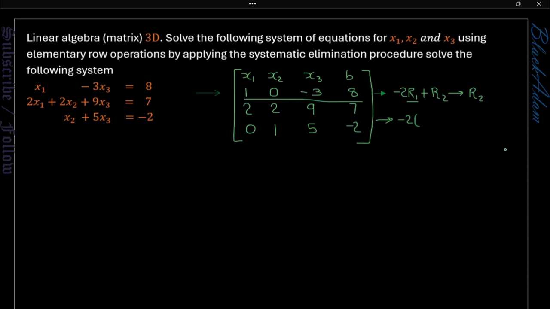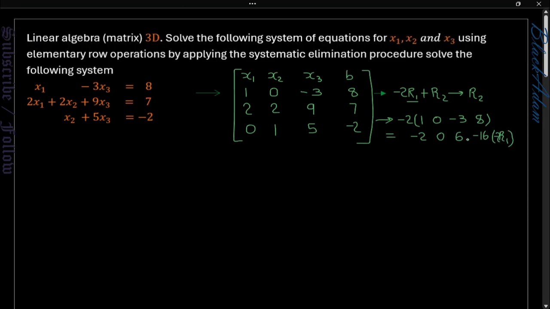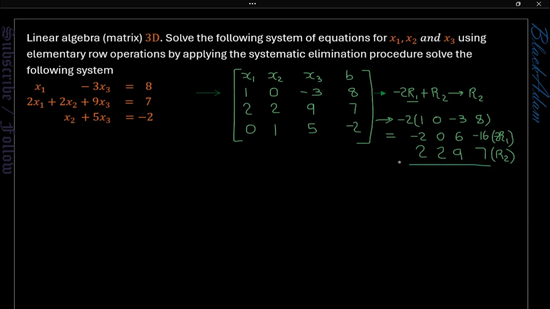So that is negative, and there's row 1, that's 1 0 and negative 3 and 8, and then from there we have negative 2 0 positive 6 and then negative 16. That is negative 2 multiplied by row 1. And then from there we're done with negative 2 row 1, and then we just insert in row 2. So that's row 2 inserted, and then from there we add.